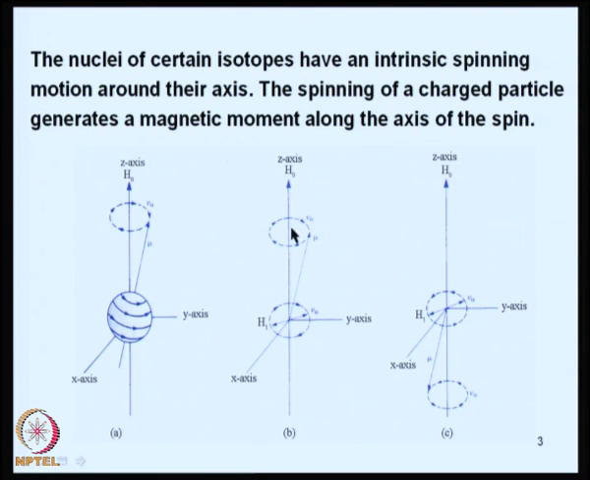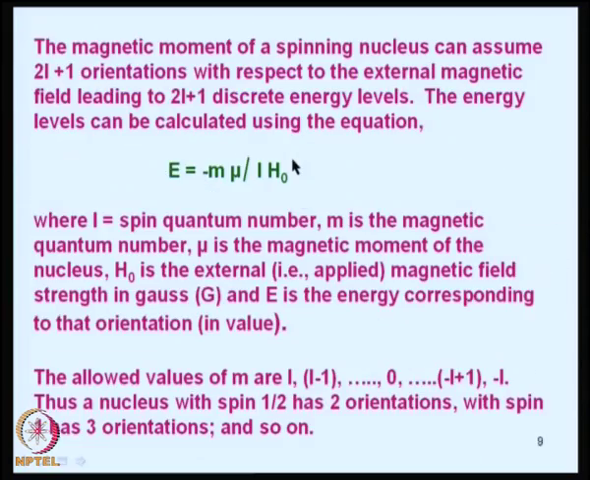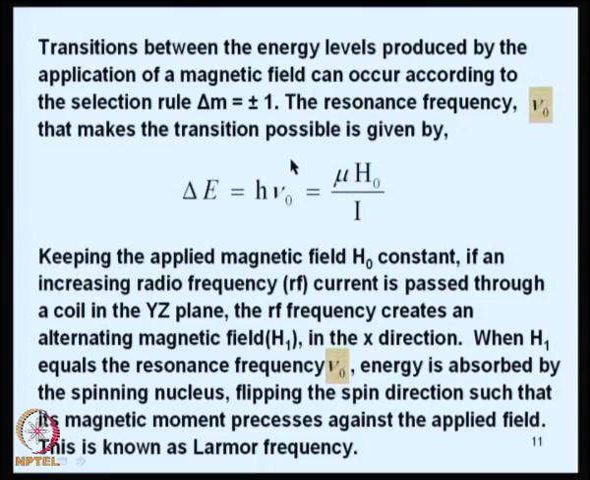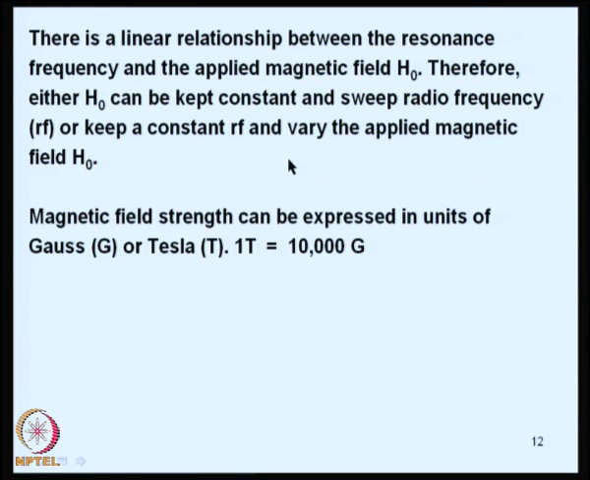Here I have the applied field, and the moment the magnetic frequency is matched by the applied field, the spin will be changed in the opposite direction like this. First it was on the top, now it is at the bottom. The frequency at which this happens is known as the Larmor frequency.